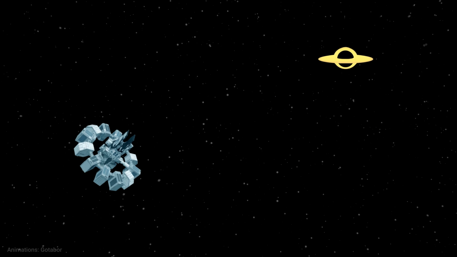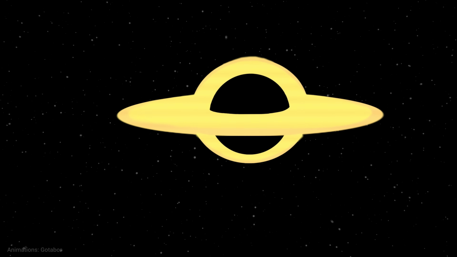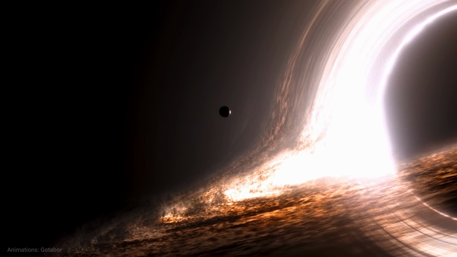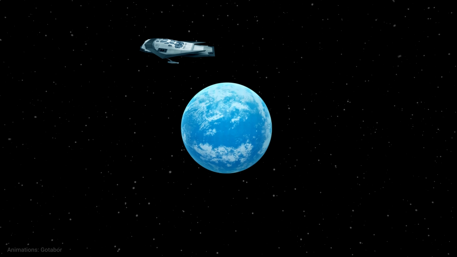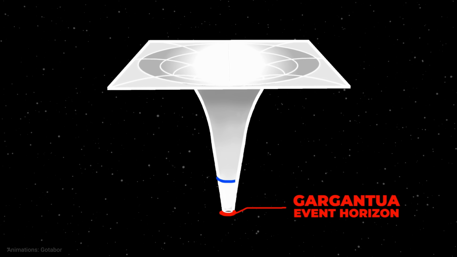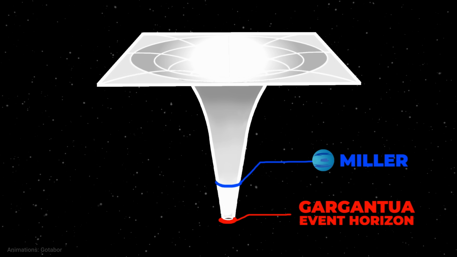Exiting the wormhole, the explorers arrive near a supermassive black hole called Gargantua. This black hole has planets orbiting around it, and our crew's first destination is one of them, Miller's planet. This planet is very special. It is completely covered in water, and its orbit is very close to Gargantua. So close, in fact, that extreme phenomena arise.